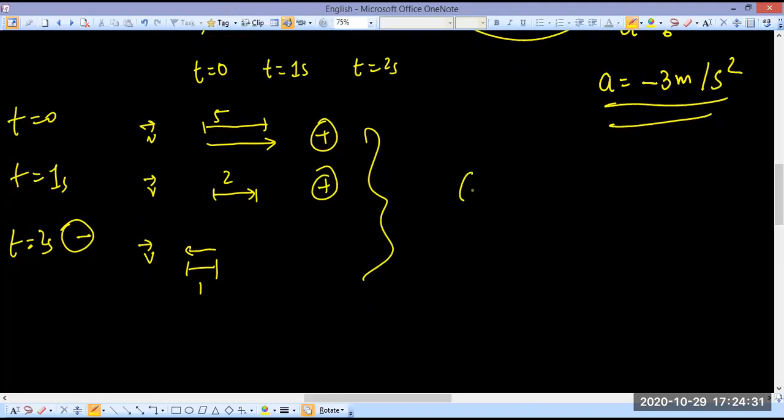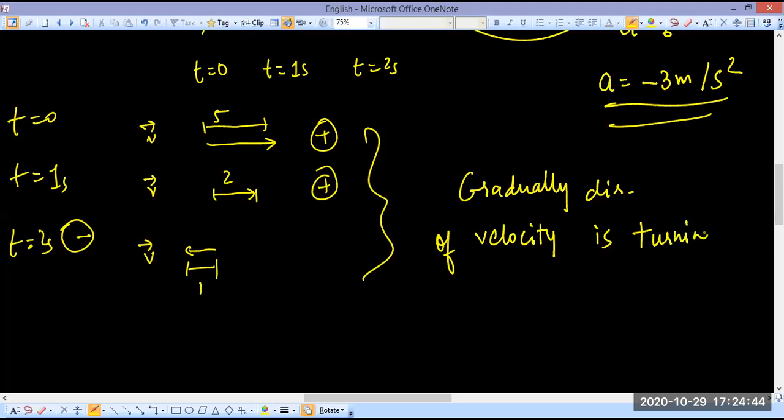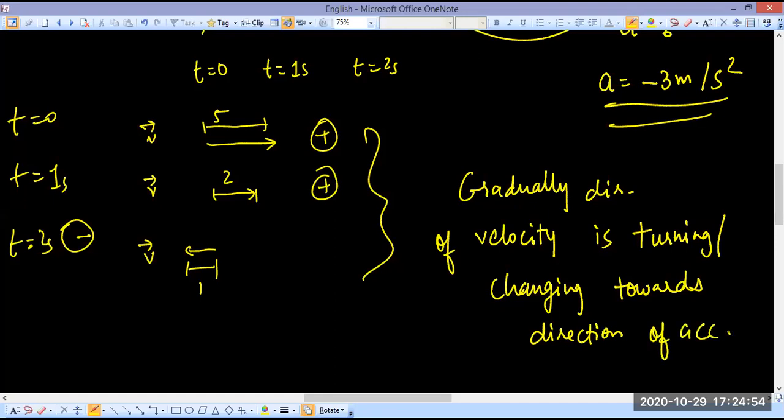So what are we seeing? We are seeing that gradually the velocity's direction, okay, gradually the direction of velocity is turning or changing, bahut dhyan se samajho, towards the direction of acceleration. Eno matlab shu?